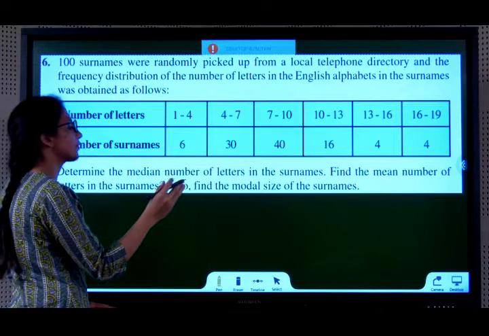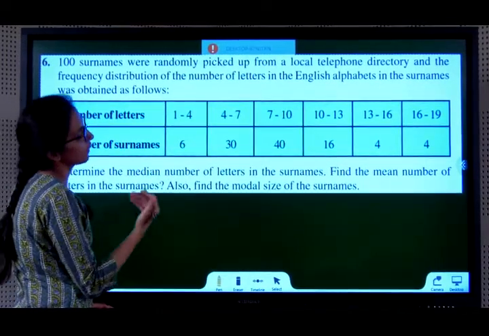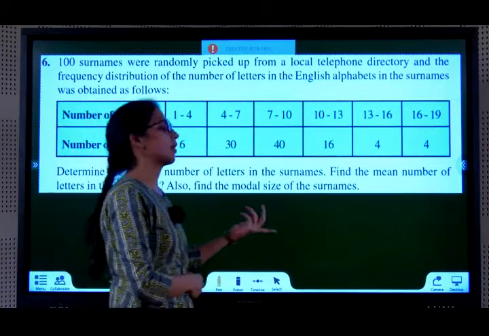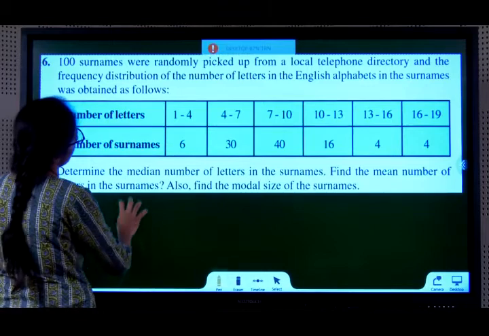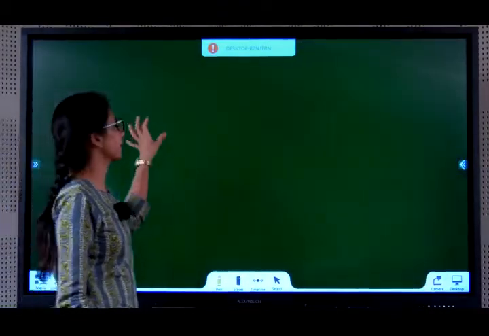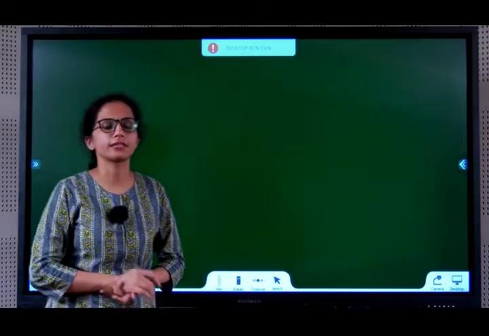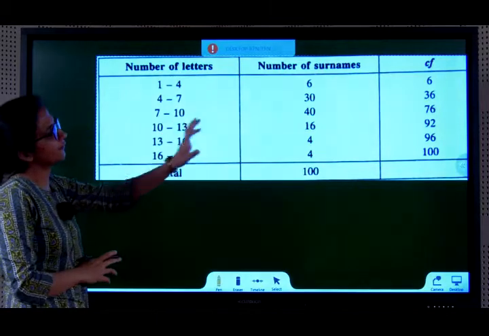Like that we count how many letters each surname has and we make a table. Determine the median number of letters in the surnames, find the mean number of letters in the surnames, also find the modal size of the surnames. So first we will do median and mode and then we will go for mean. So draw the table for median. You know what the table is: class, F, cumulative frequency.